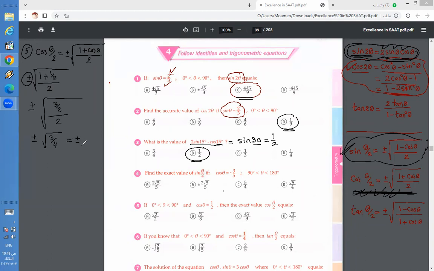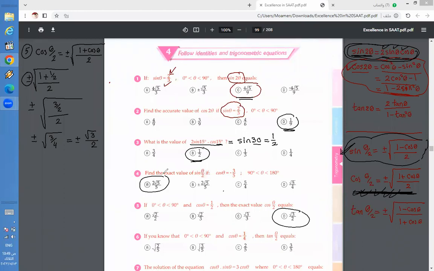Don't forget the positive and the negative, as Hashim said. Root 3, we don't have a root for 3, so leave 3 under the square root, and the square root of 4 will be 2. So the result will be which letter? D. Excellent. So the answer will be D. So now we have the answer for the fifth problem with Hashim.